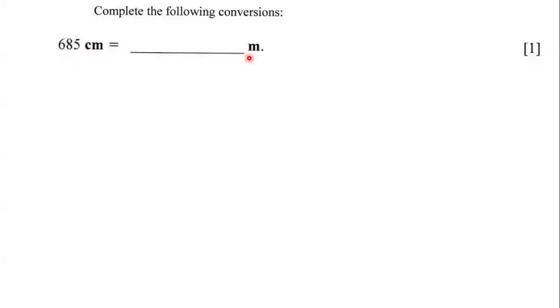6.85 meters. Wait, let's get this straight. Is it 68.5 or is it 6.85? Which one? Okay. So some people are saying 68.5, some people are saying 6.85. So let's go ahead and see.